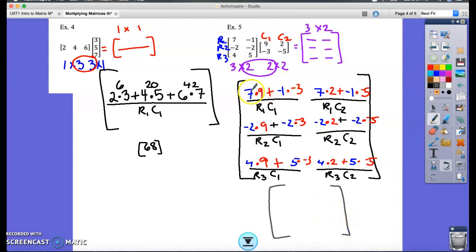So 7 times 9 is 63. And -1 and -3 is 3. So this will be 66. 7 times 2 is 14. -1 and -5 is 5. So my next entry is 19.